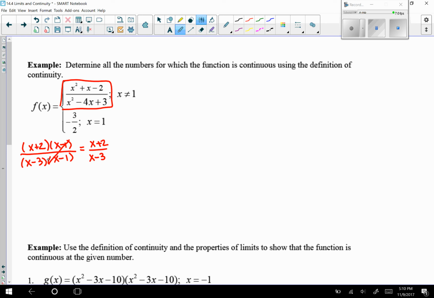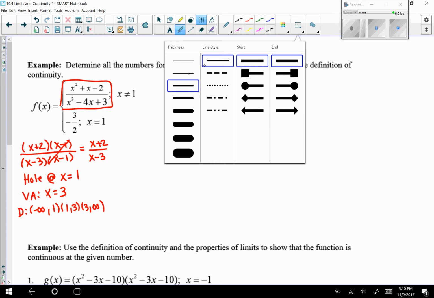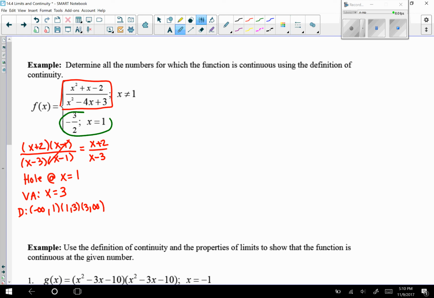So we know for the top function there's a hole at an x value equal to 1. And we also have a vertical asymptote at x equals 3. So the domain of this function, of course, is going to be all real numbers except for 1 and 3. And if we look at the next part of our function, this is saying we have y equal to negative 3 halves, which is a horizontal line.